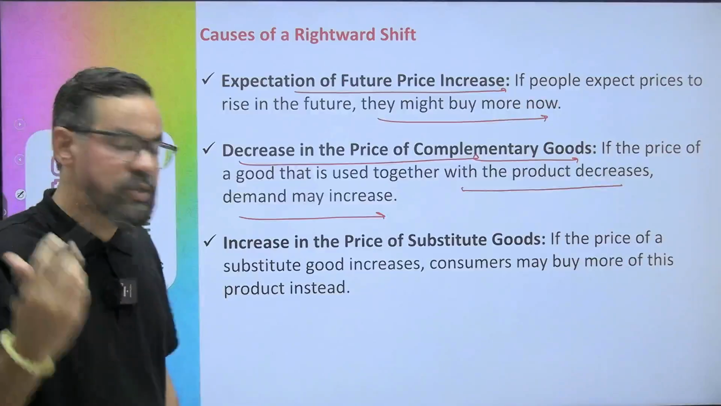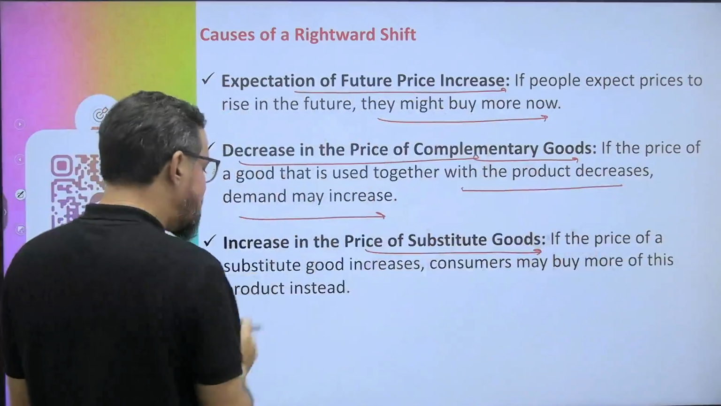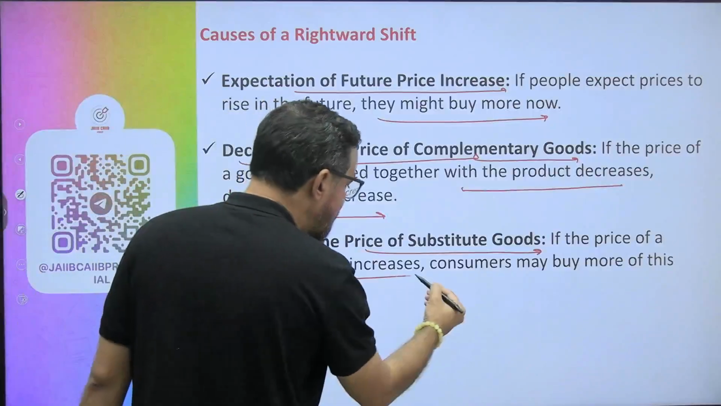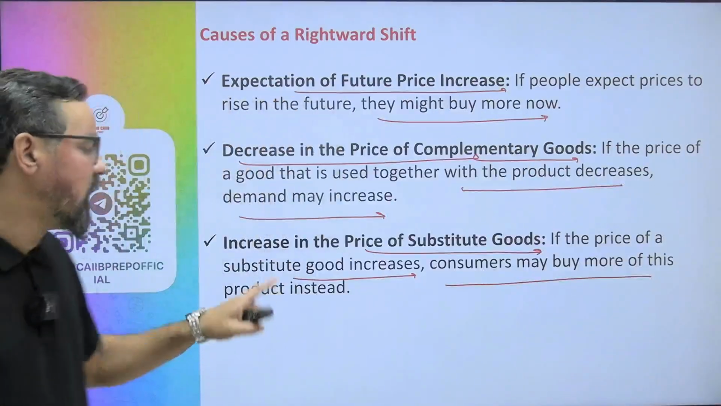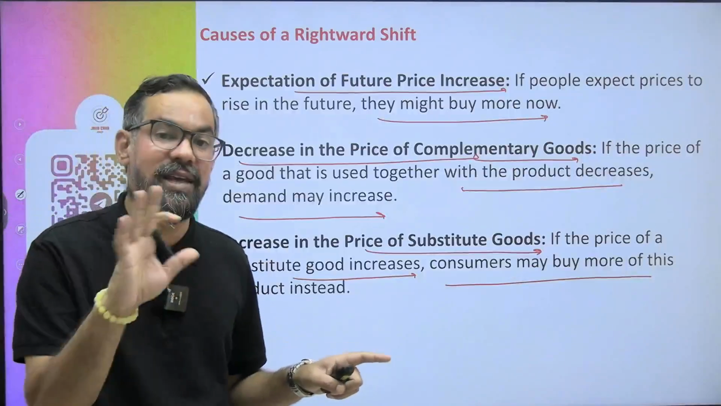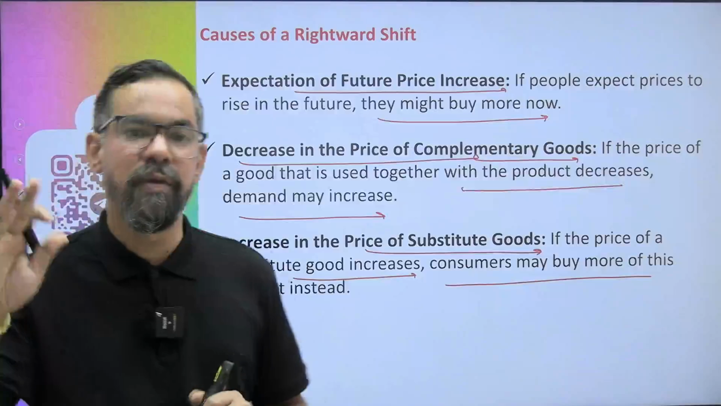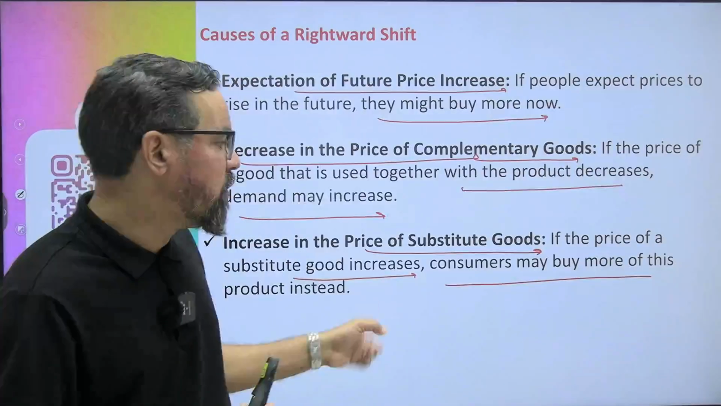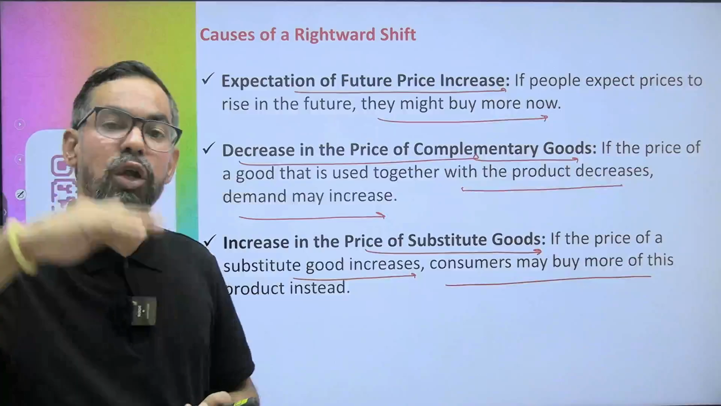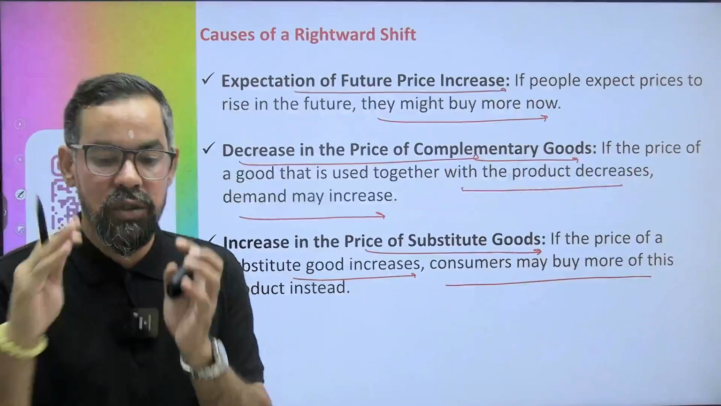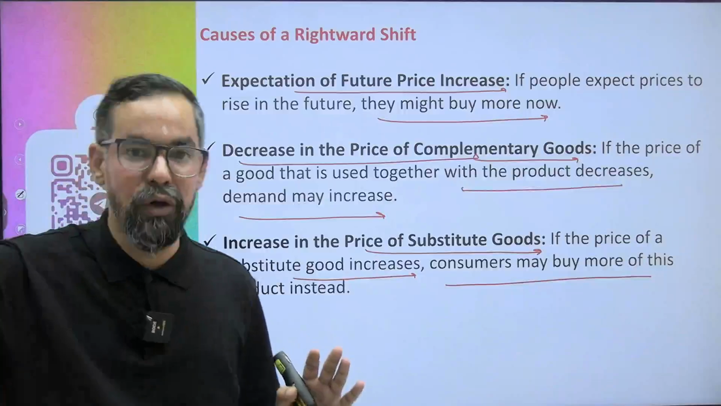In the case of substitute goods, if the prices of substitute goods increase, consumers may buy more of this product instead, right? As I gave you the example of tea and coffee, let's say the tea price is 10 rupees and the coffee price is 20 rupees. If coffee prices go from 15 to 20 rupees, there are some consumers who right now are consuming coffee, and they'll shift to tea instead of going for that 20 rupees.